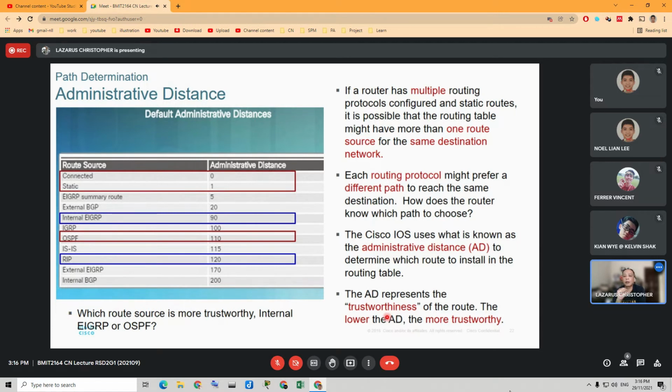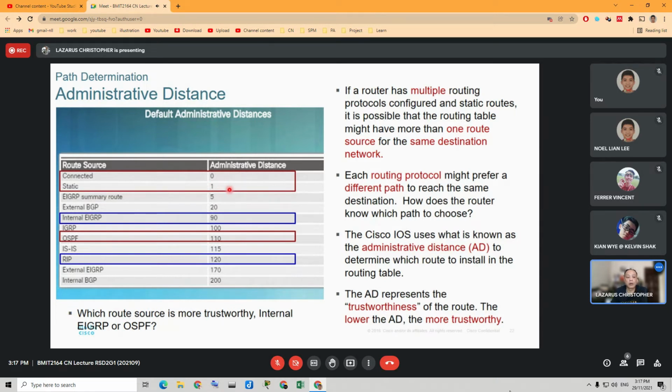And what value to configure, right? If you are the administrator, the lower the AD, the more trustworthy it is, and the lowest AD will be selected, right? So you can see here, the administrative distance is given as values, right? So connected and static are the most preferred ones.